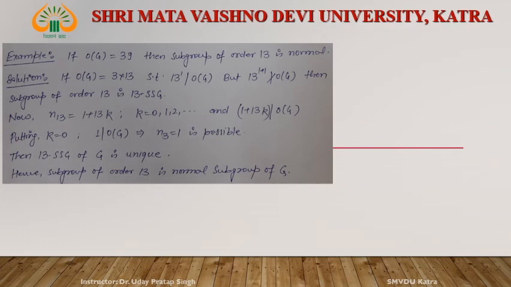Next, let us see the example. If order of G is 39, then the subgroup of order 13 is normal. Apply the above theorem. What is the order of G? Order of G is 3 into 13, that is 39.